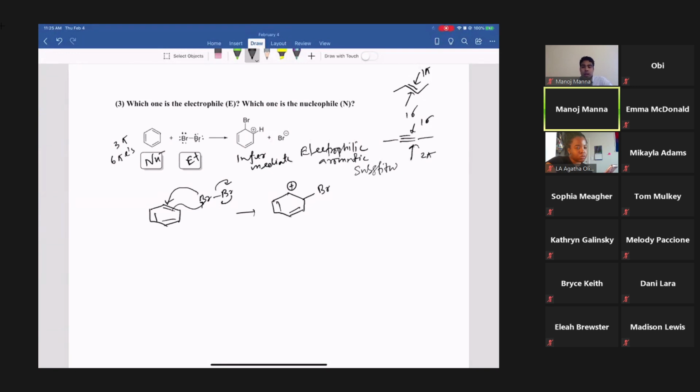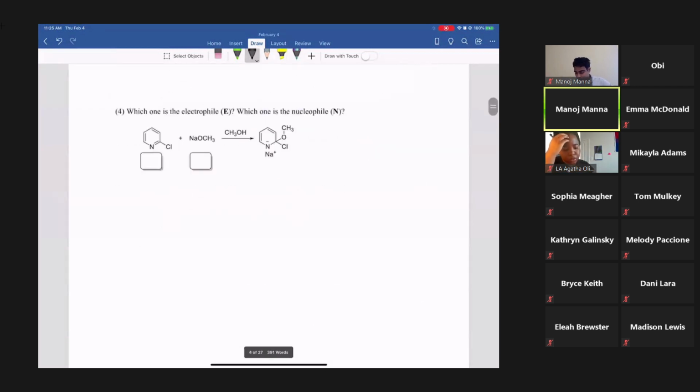We learned three different ways: you have an excess negative charge, or you have pi bonds, or you have a lone pair. So there are three different cases we can think about for a nucleophile, right? So here benzene is the nucleophile. Try to identify what the electrophile and nucleophile mean.